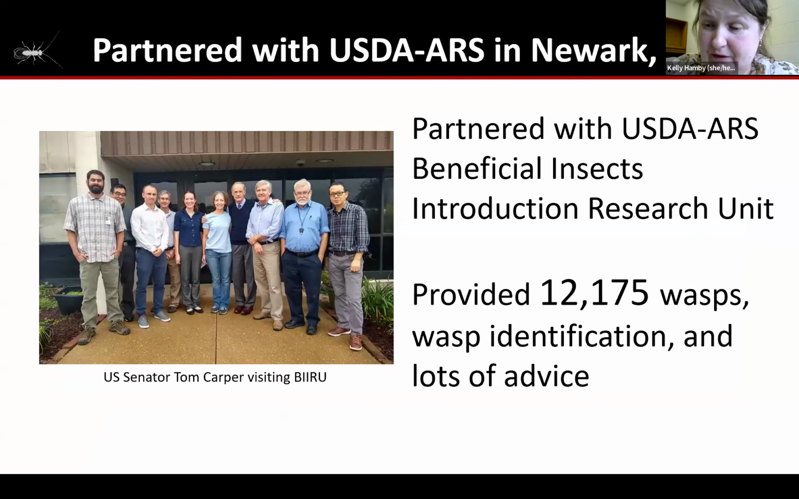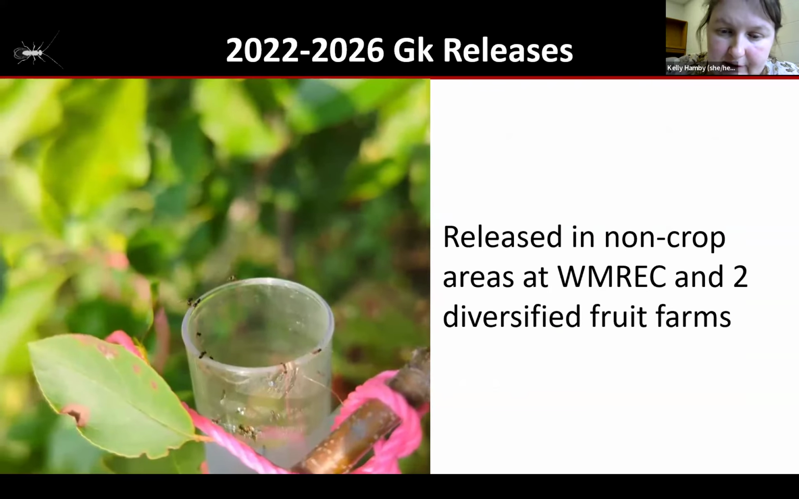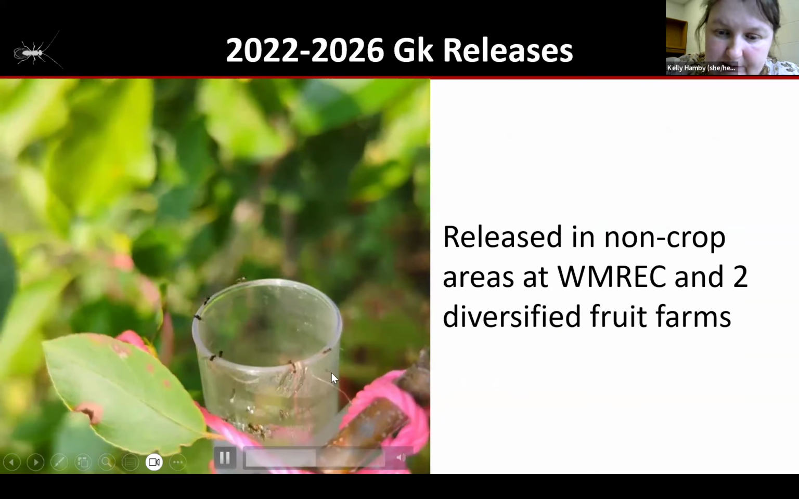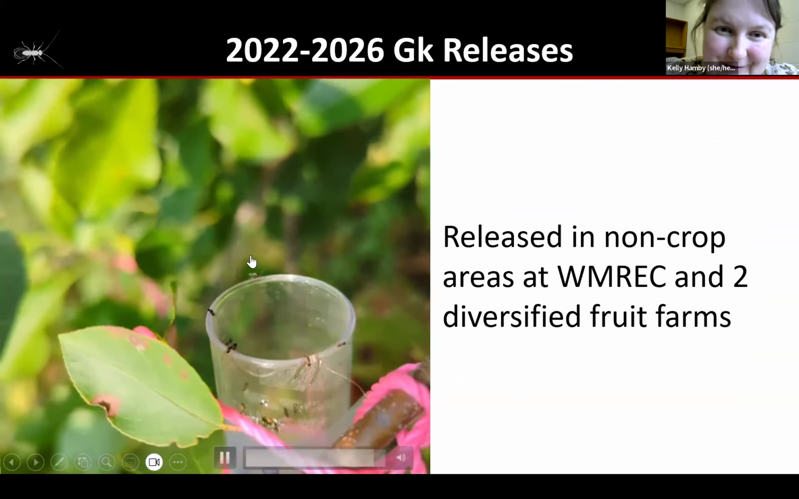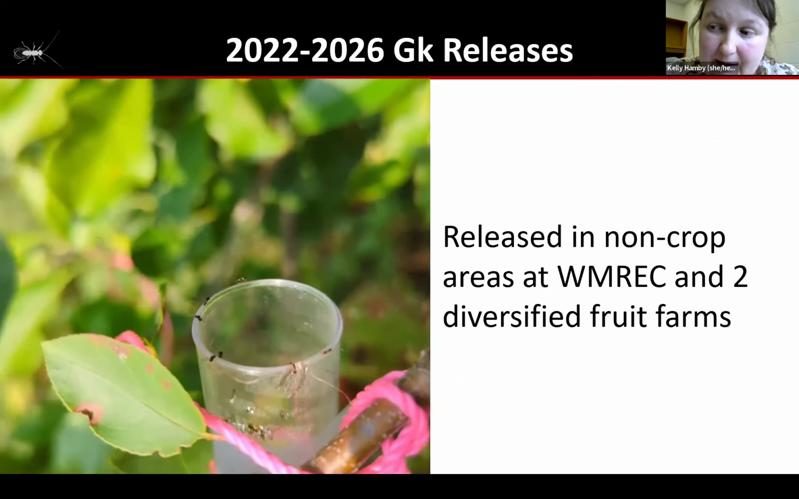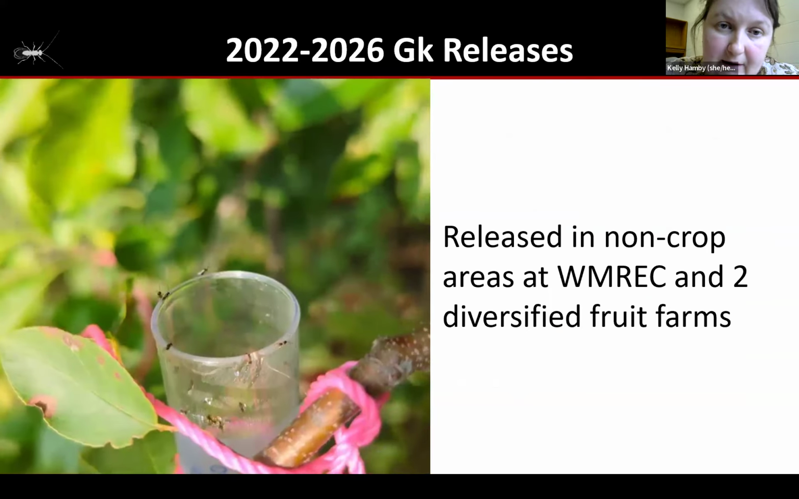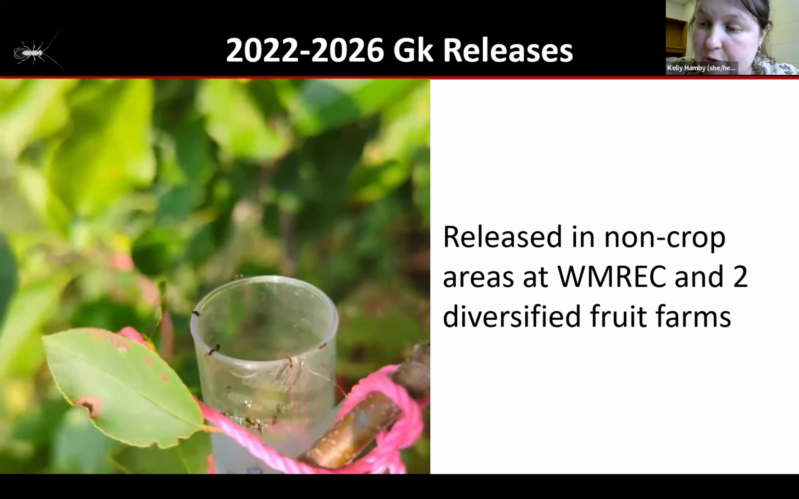As I mentioned, we partnered with the USDA, and so far they've provided us over 12,000 wasps for Maryland that we've released. Here's just a little video. We get these tubes of wasps. These are very tiny wasps. And then off they go, hopefully off to find spotted-wing Drosophila and establish. We've been releasing them, as I mentioned, in non-crop areas in the forest.